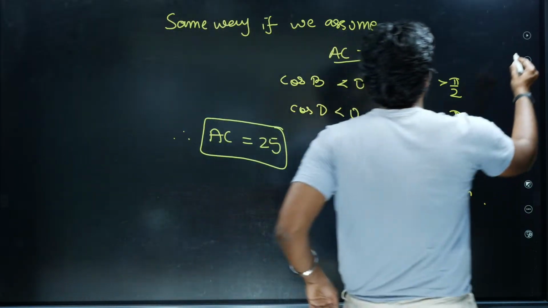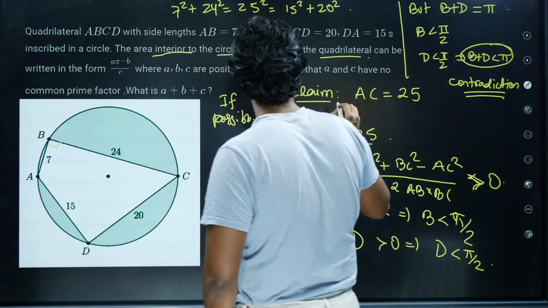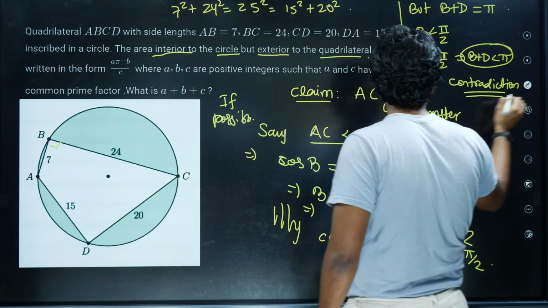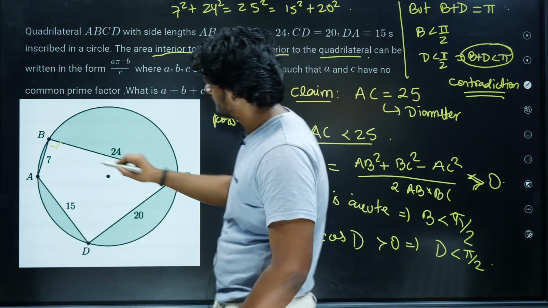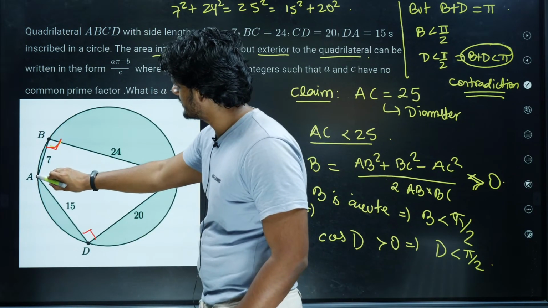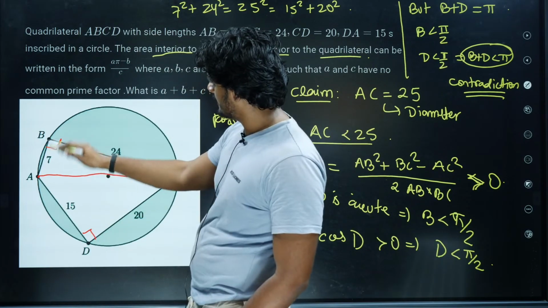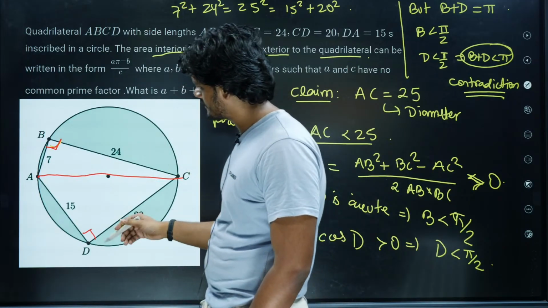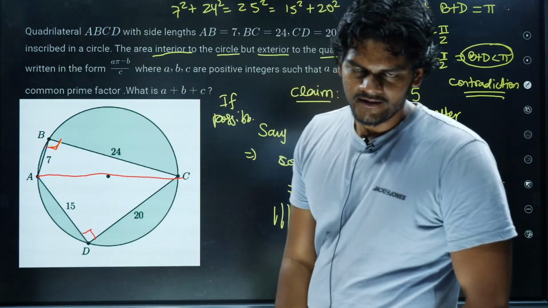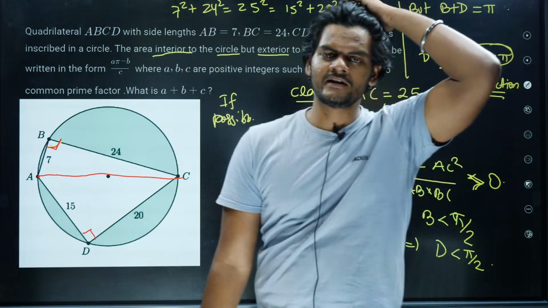If that is the diameter, that means this is a diameter. So we can start with this being 90, this being 90. We can find the area of triangle ADC and ABC, and then we can subtract from this area. So is that clear? The method is clear, right? How to prove and all that.